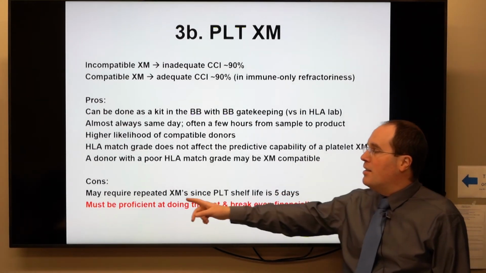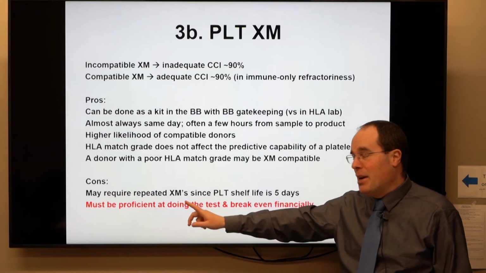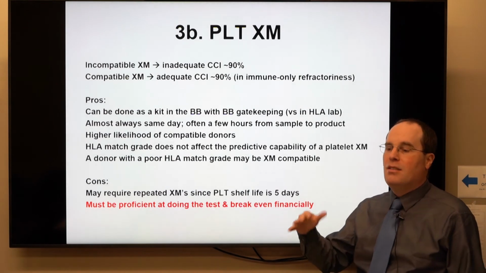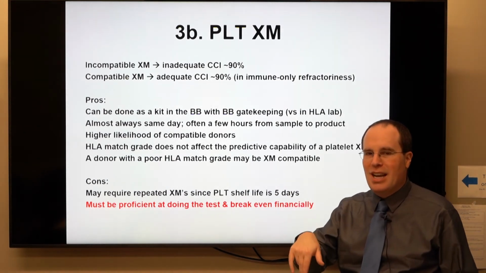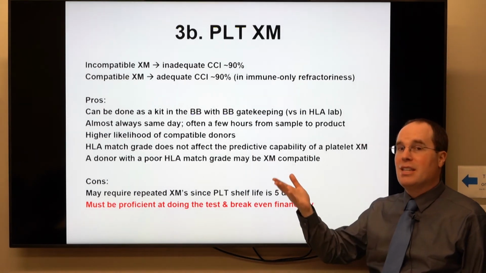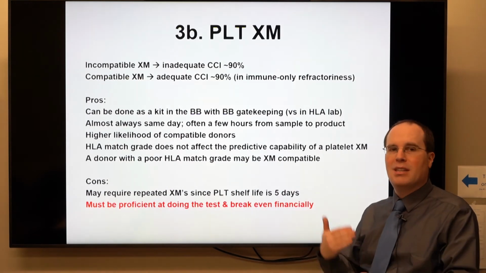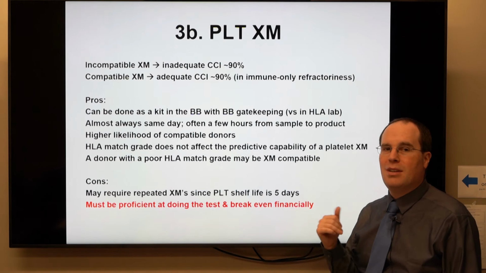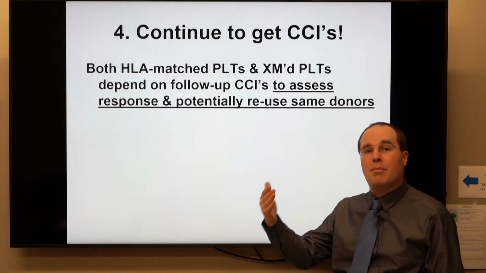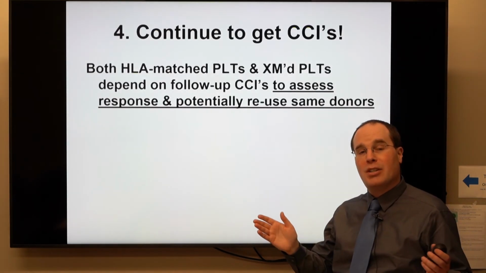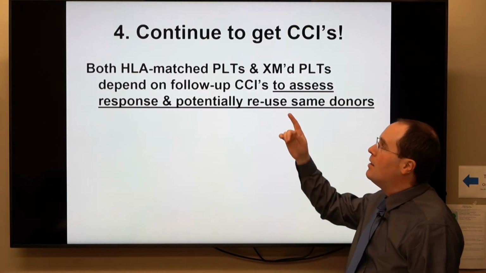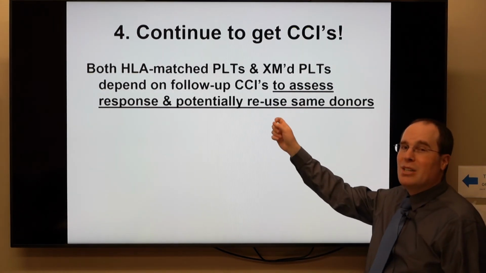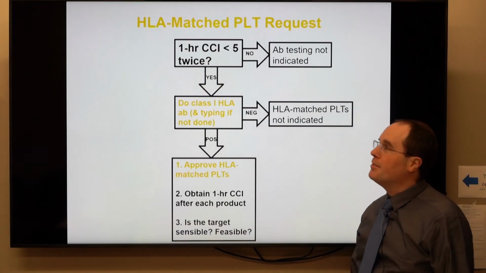Some cons are that this may require repeated cross-matches, since your platelet shelf life is only 5 days. So everything that you've cross-matched today can't be around in 6 days. So you have to keep repeating this if the patient continues to be immune refractory and keeps needing platelets. The last step, no matter which of those two strategies you use, is we need follow-up CCIs to assess the response and potentially reuse the same donors.